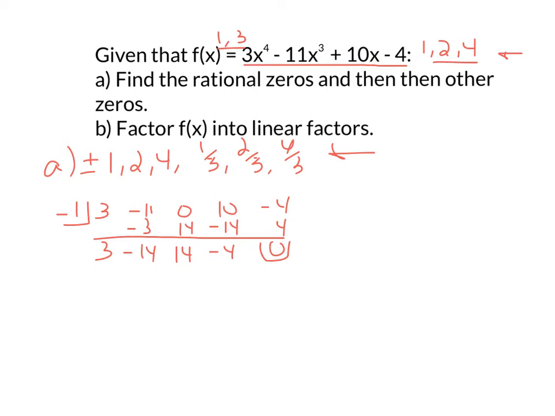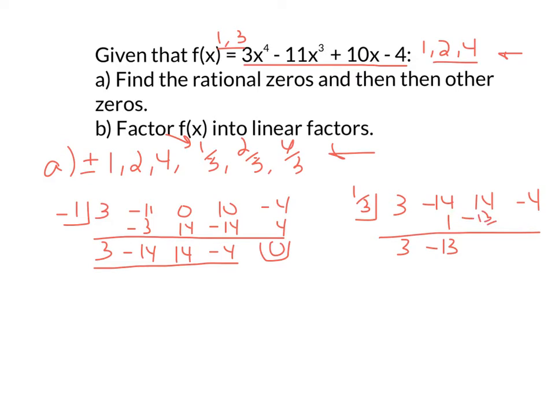Now, I also saw it looked like it crossed the x-axis between 0 and 1, so I'm going to try 1/3. I'm going to try it to see, but this time I'm going to use these numbers. I'm trying to break the function down smaller, so instead of using my original function, I'm going to put the 3, the -14, the 14, and the -4, and see what happens with the 1/3. 1/3 of 3 is 1. I'm already in trouble a little bit because if I add those, I get -13 thirds. There's no way I'm going to get a 0 with that fraction.